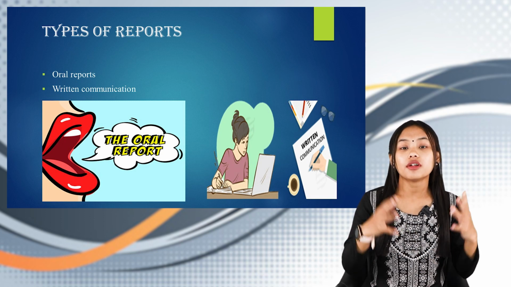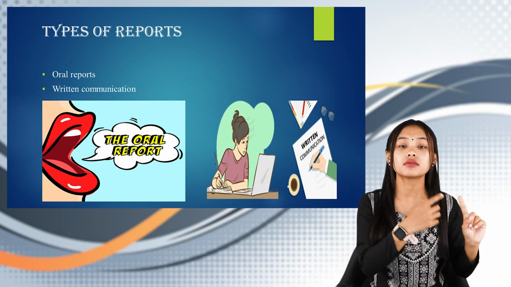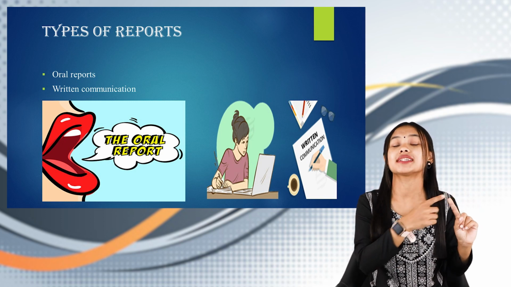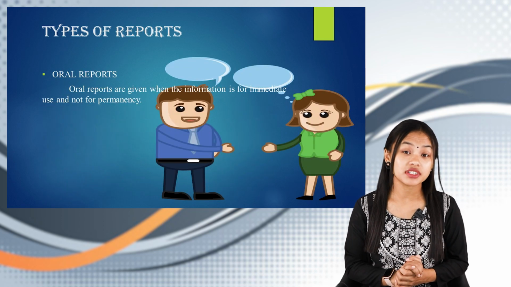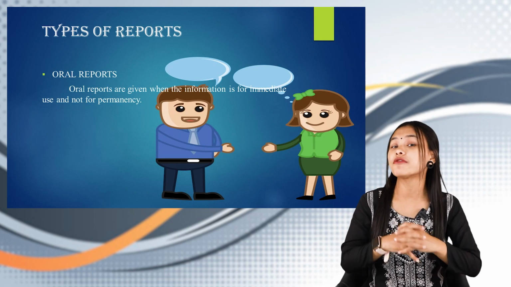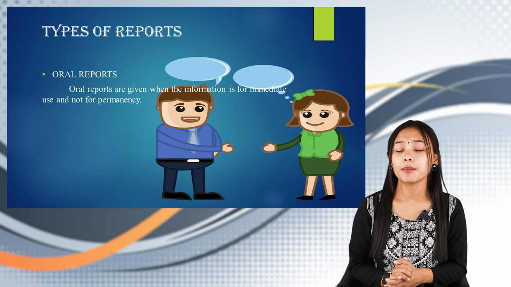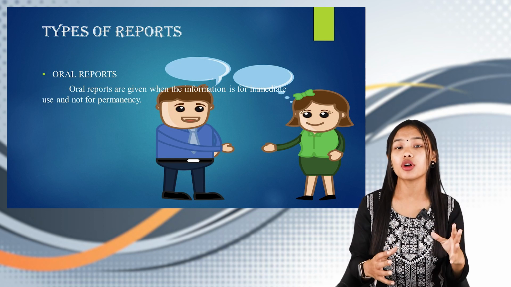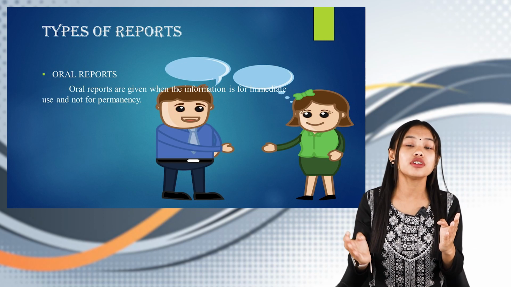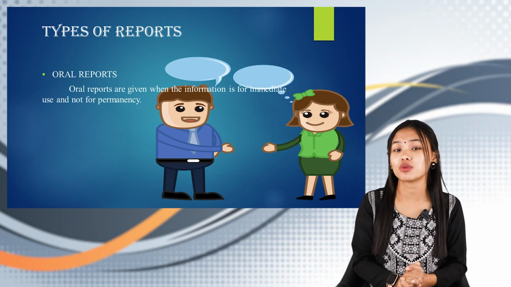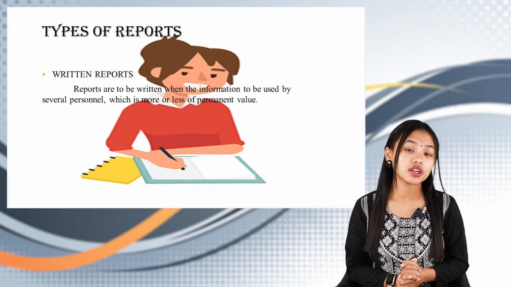So here there are two types of report. The first one is the oral report, which means the report which is done orally, and the second one is the written communication. Usually oral reports are given when the information is for immediate use and not for permanency. For example, when there is a change of shift, the communication which occurs between that nurse and the other nurse who will be in charge of the patient is known as an oral communication or an oral report.